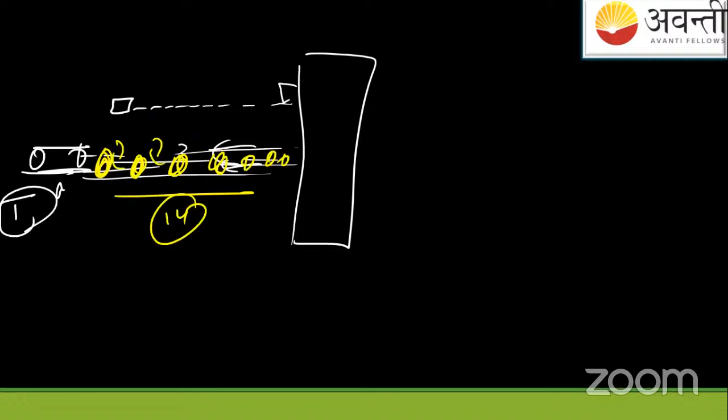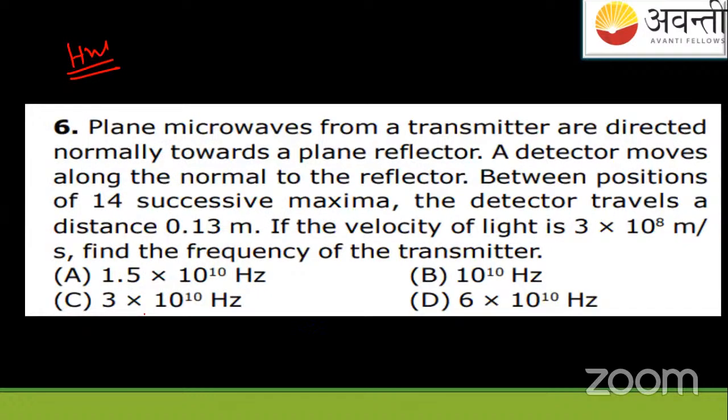But in between there are dark spots. So the distance it has traveled in between these bright spots is given as 0.13 meter. Okay. So what you have to do, it's very easy here. You have to find the frequency of the transmitter. But for that, you must first find this lambda. Okay, then only you can find it.